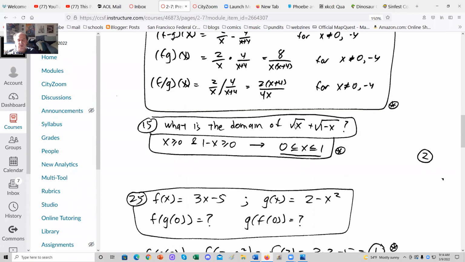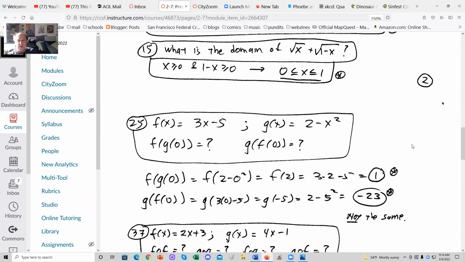Now here we have a function root x plus root of 1 minus x. What is its domain? Well, this part is defined for x at least 0, and this part is defined for 1 minus x at least 0. So x at least 0 and 1 minus x at least 0. And this translates to x less than or equal to 1. So this is defined for x between 0 and 1, inclusive at both endpoints.